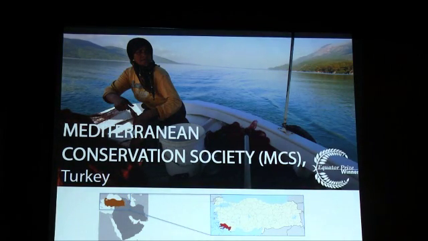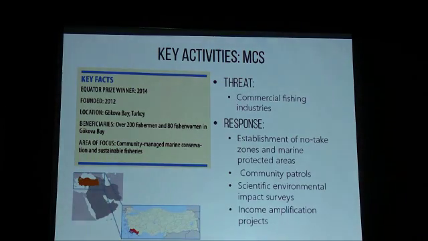Okay, second group. Moving across the oceans to Turkey, this is the Mediterranean Conservation Society. So this group originated in response to threats from commercial fishing industries, which were overharvesting basically, and leading to decreased catch sizes for local fisherfolk as well, and decreases in their income. So this group worked with local fishing cooperatives to establish over 2,400 hectares of no-take zones and marine protected areas.